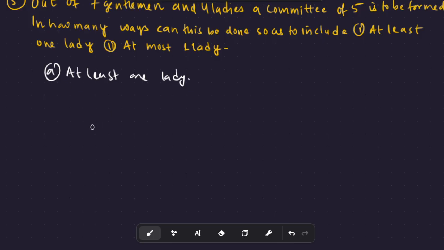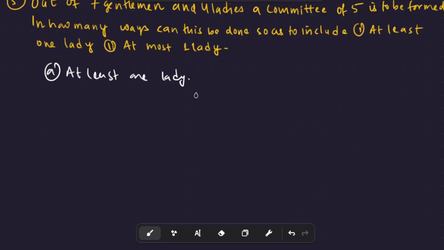Okay, let's discuss the first case: at least one lady. What does it mean, at least one lady? If there must be one lady, then there should be four gentlemen. That is one option.